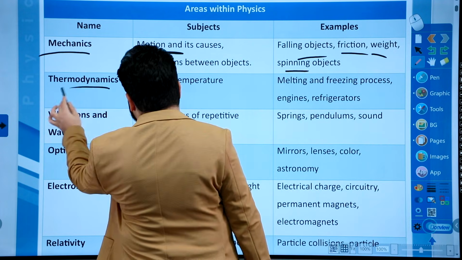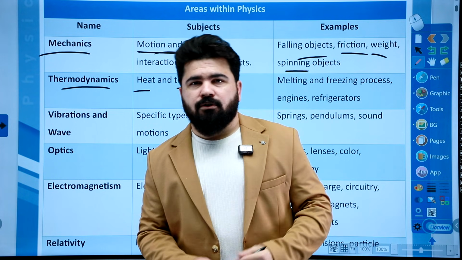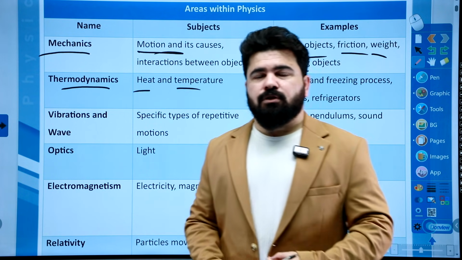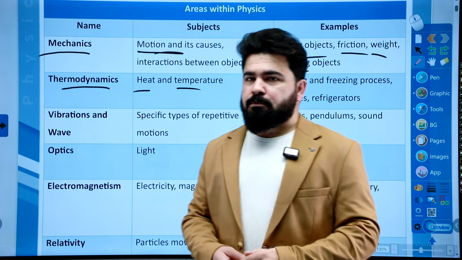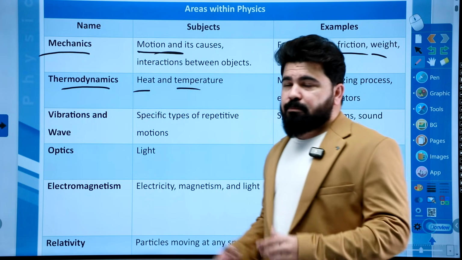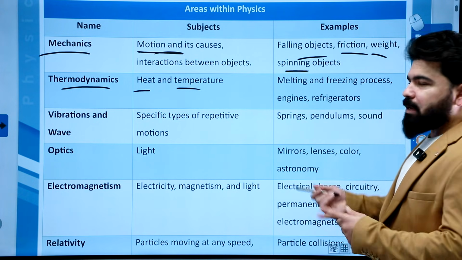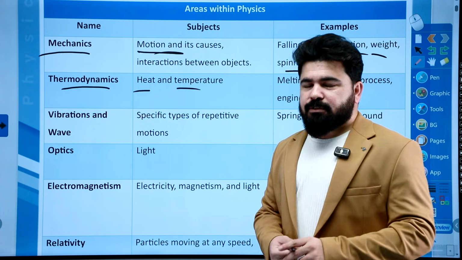Okay, then we have what? Thermodynamics. Thermodynamics, anything that is related to heat and temperature. For example, you are cooking dinner. Okay, if you feel hungry and you want to eat something, you're trying to prepare something. So preparing dinner is related to what? To thermodynamics. Why? Because we have heat and we have temperature.